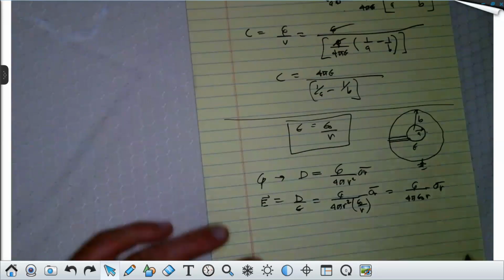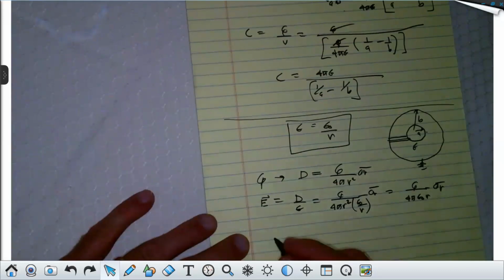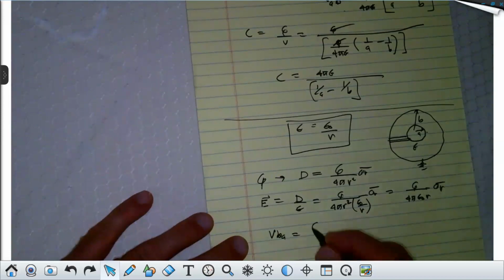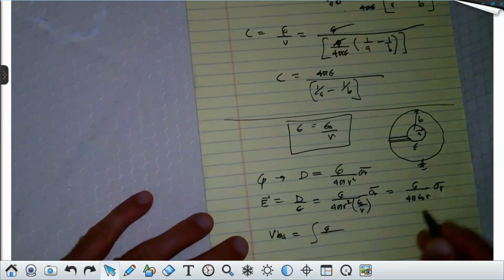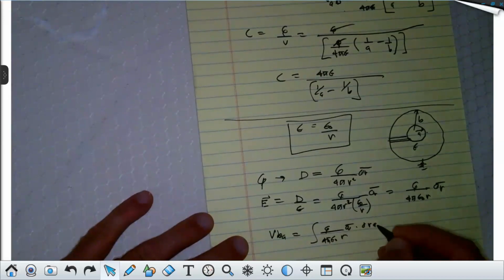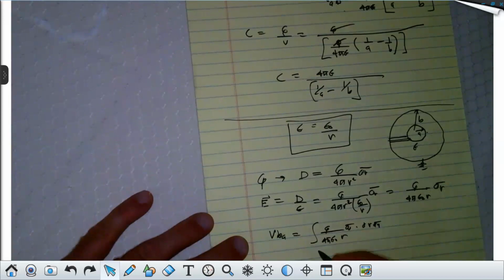All right. So what's the voltage now? Remember, I only want positive values between the inner and outer plate, between, say, B and A or A and B. Well, V_BA is the integral of E dot dl, or Q over 4 pi epsilon naught R a_R dot dr a_R, right? And it goes, in this case, from A to B. And what's that going to be?